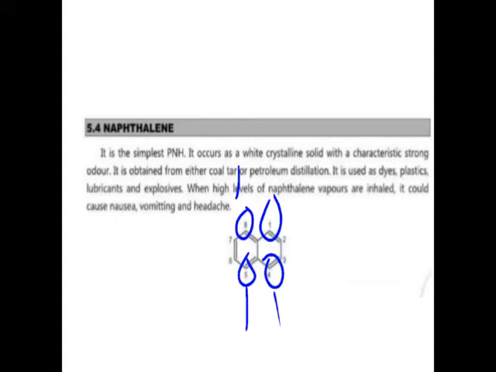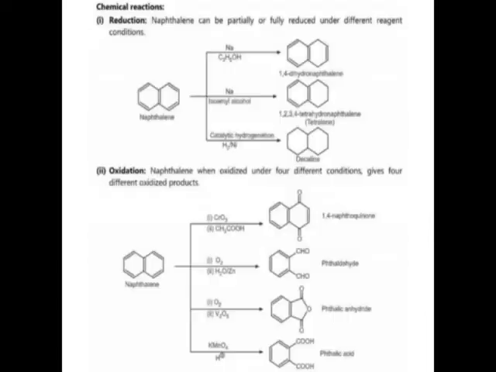So like other polynuclear hydrocarbons, it is obtained from petroleum and coal tar. Okay, we are moving to the next part, that is the chemical reactions of naphthalene. In that, the first reaction is the reduction reaction. Okay, so you can observe the structure of naphthalene. It consists of two benzene rings. That means it consists of double bonds.